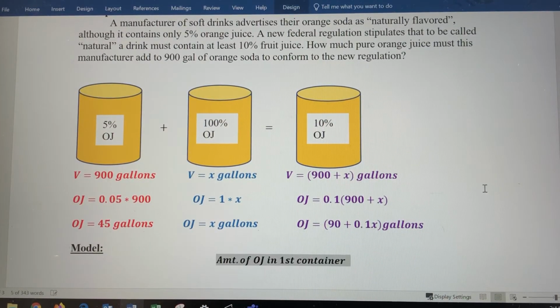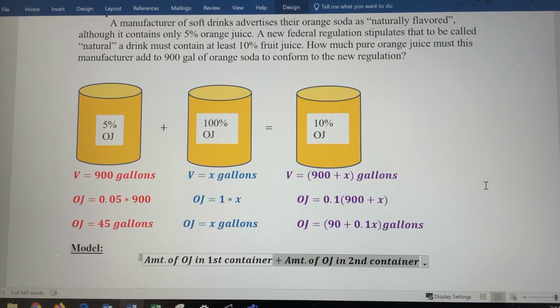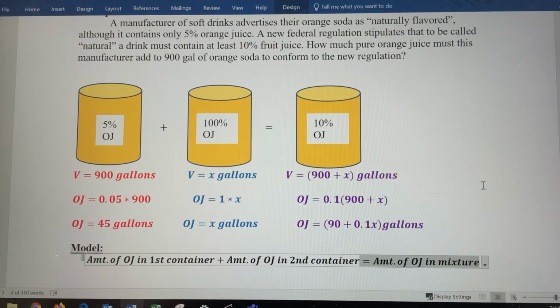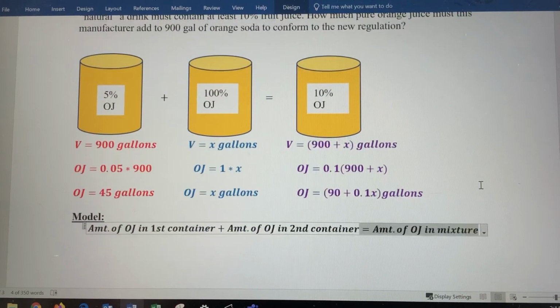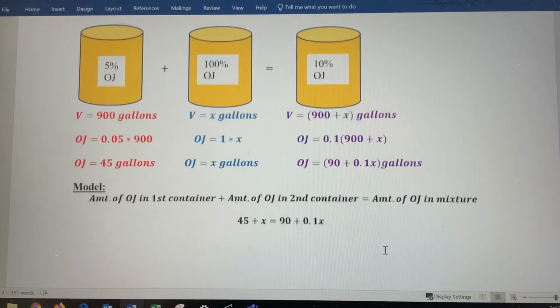So my model is going to be the amount of OJ in the first container plus the amount of OJ in the second container equals the amount of OJ in the mixture, okay? All right, so let's plug in what we know. So amount of OJ in the first container is 45 gallons. Amount of OJ in the second container is X gallons, and that's going to be equal to the amount of OJ in the mixture, which is 90 plus 0.1X, okay?